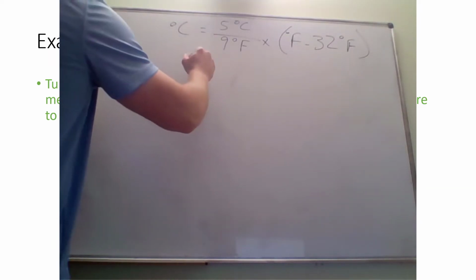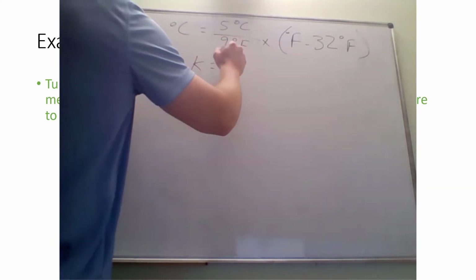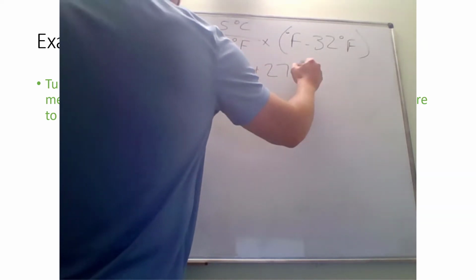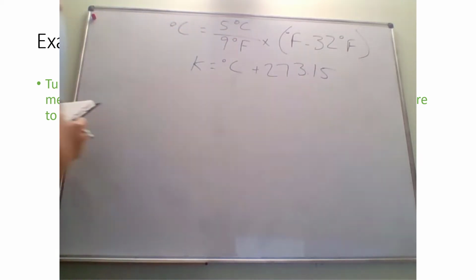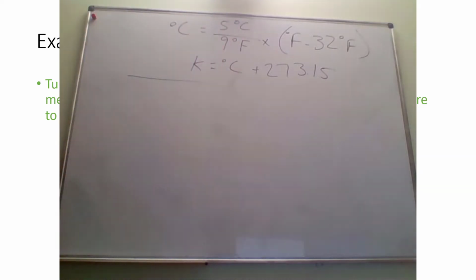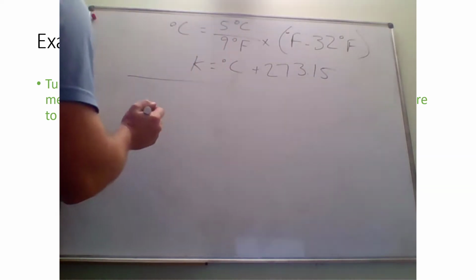And then we also know that Kelvin is equal to degrees Celsius plus 273.15. Okay, so if we're going to solve now for our degrees Celsius, we simply just plug and chug our value into our conversion factor.